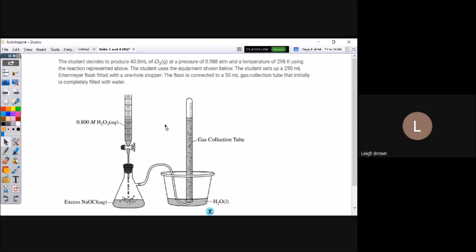So what I'm encouraging you to do is, when you see something like this that looks complicated, read what it says. Notice there's a volume of oxygen gas, there's a pressure, a temperature. It's talking about a reaction, and it says that this gas collection tube was initially filled with water. Notice as the reaction goes on, the oxygen gas bubbles up and displaces the water. So I just wanted you to see that apparatus.